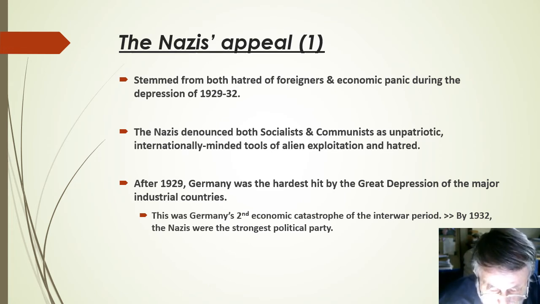and following Allied direction. After 1929, Germany was the hardest hit of the major industrial powers by the Great Depression, and this was Germany's second economic catastrophe of the economic period. By 1932, the Nazis had become the strongest political party.